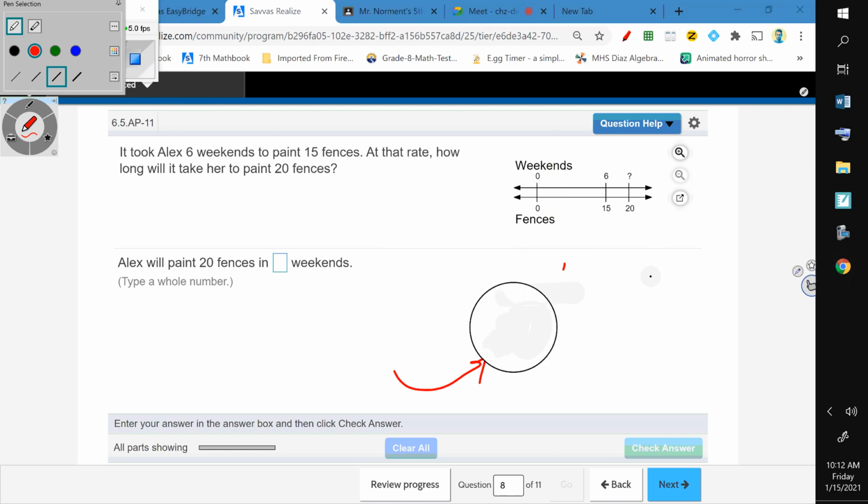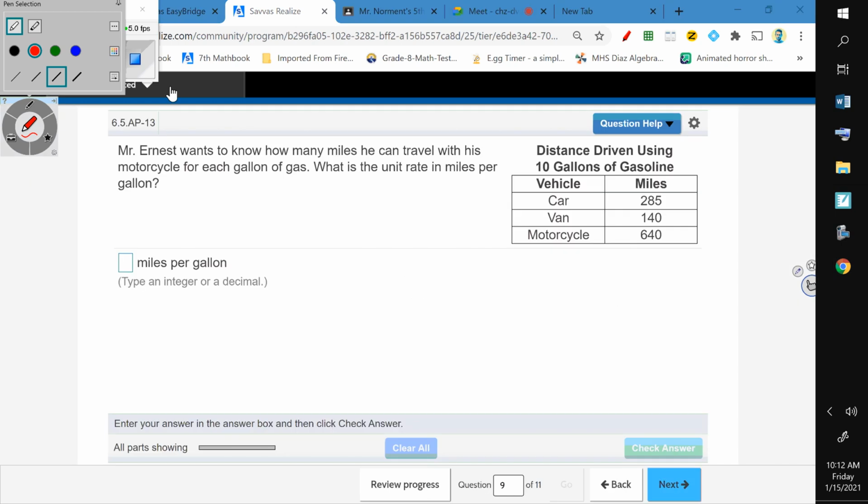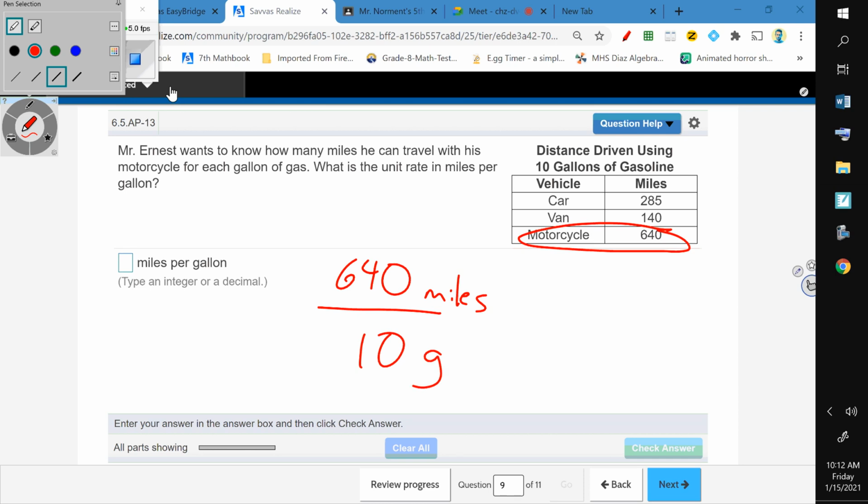Okay. Next, number 9. Mr. Ernest wants to know how many miles he can travel with his motorcycle for each gallon of gas. Okay, so if he goes this many miles in 10 gallons, let me write that as a ratio. 640 miles on 10 gallons. What is the unit rate?